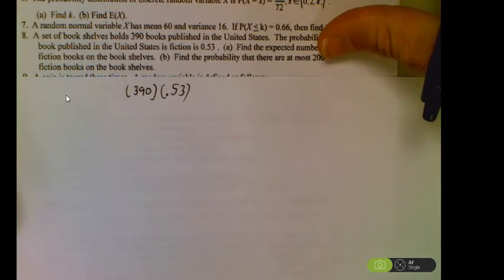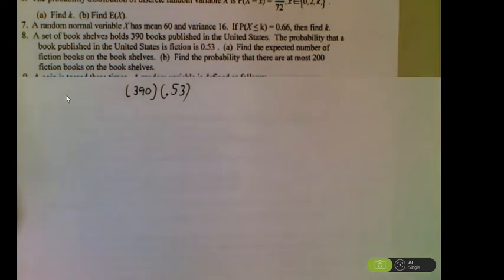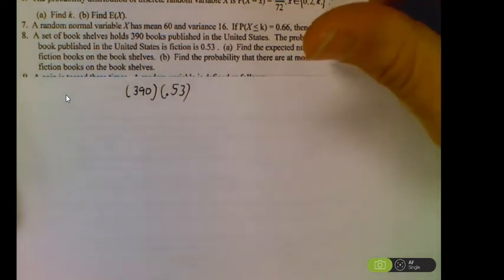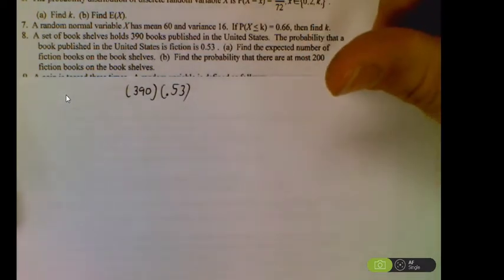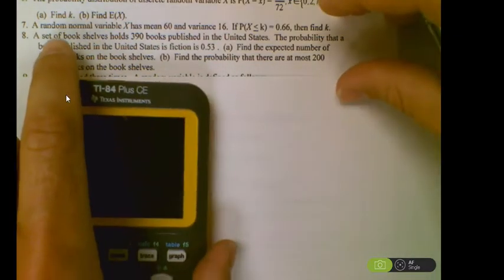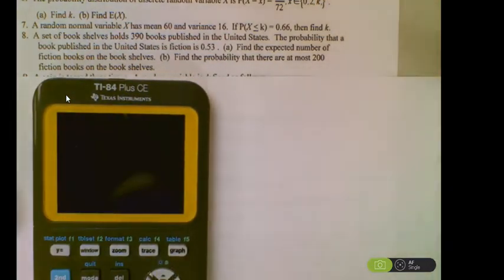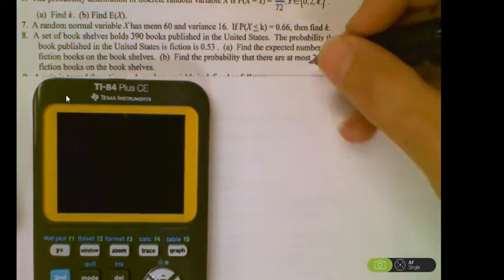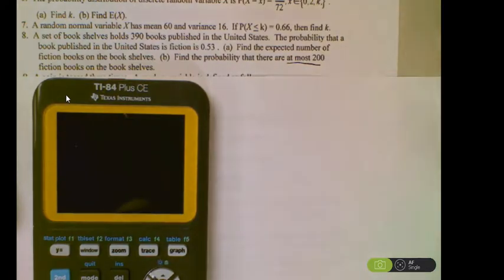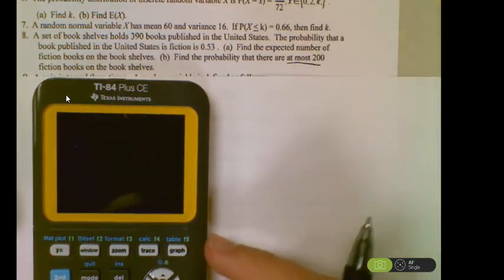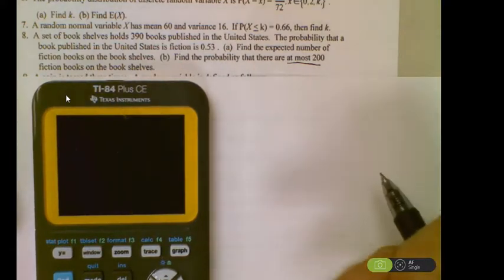Find the probability that there are at most 200 books on the shelf. Notice a change in the question now. They're talking about at most 200. For this one, we can use the binomial cumulative frequency, because it says at most 200. It's talking about a whole group of answers, and with the wording of at most 200, they are including 200 in that group, because you can go all the way up to 200.